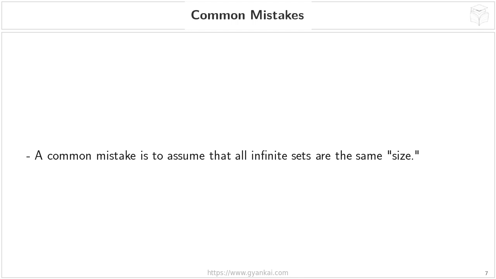Common mistakes. A common mistake is to assume that all infinite sets are the same size. Now, this is a really important point. We've established that infinite sets go on forever, but that doesn't mean they all have the same infinity. Think about it this way. We can count natural numbers, 1, 2, 3, and so on, and we can keep going forever. But what about all the numbers between those natural numbers? Like 1.1, 1.2, 1.3, or even more complex numbers like pi or the square root of 2.